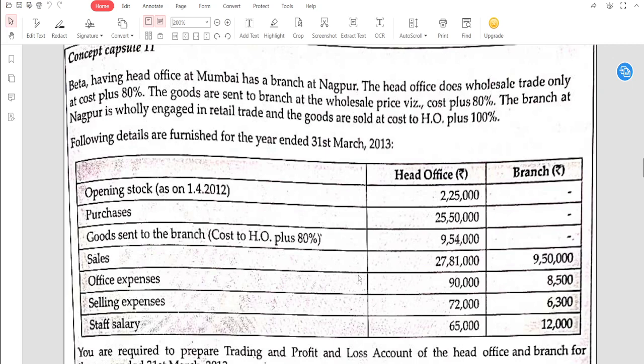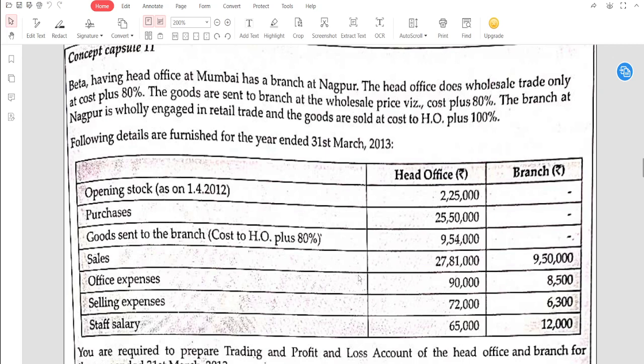The branch at Nagpur is wholly engaged in retail trade and goods are sold at cost to HO plus 100%. So see, branch at Nagpur is wholly engaged in retail trade, and the goods are sold at cost to HO plus 100%, okay. So it means when branch sells the goods, it will sell the goods at HO cost plus 100%. It means whatever the cost they have, they are adding 100%.